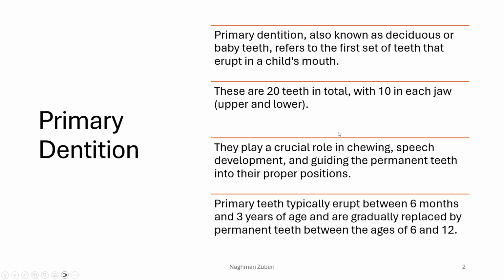Primary dentition, which is also known as deciduous or baby teeth, refers to the first set of teeth that erupt in a child's mouth. These are 20 teeth in total with 10 in each jaw, that is upper and lower. They play a crucial role in chewing, speech development, and guiding the permanent teeth into their proper positions. Primary teeth typically erupt between 6 months and 3 years of age and are gradually replaced by permanent teeth between the ages of 6 years and 12 years.